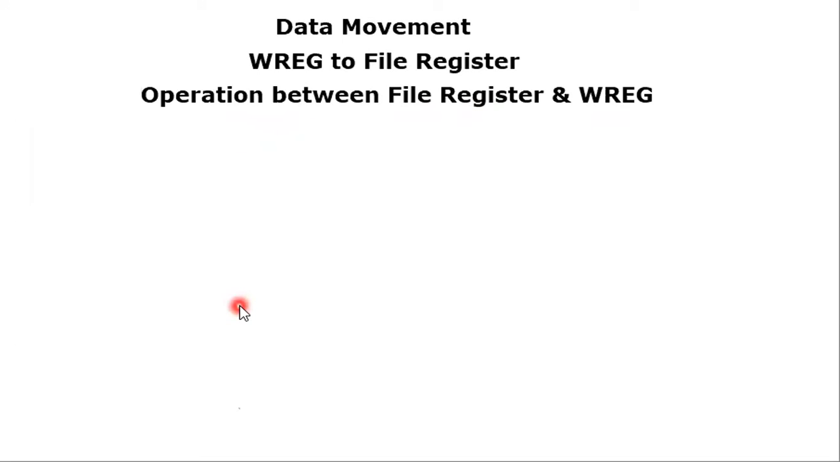In theory classes, we have already gone through what is a working register and what is a file register, and in the last lab we also covered how one can simply put 8-bit information inside the working register. So let's see how these 8-bit values which are already in the working register can be moved from the working register to the file register.